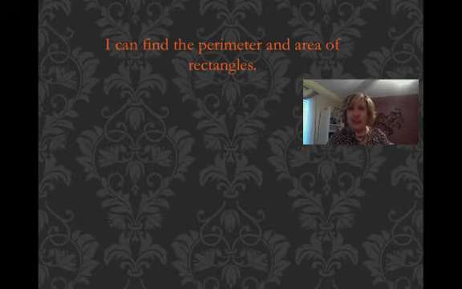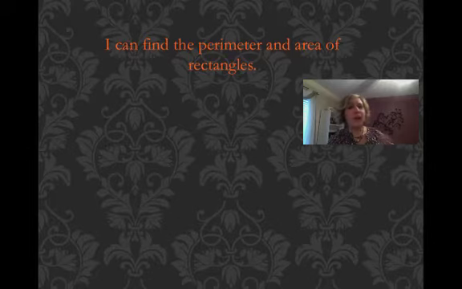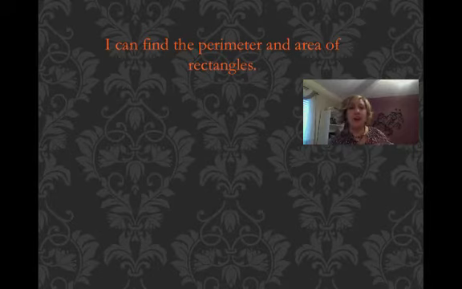So let's get started today. Our I can statement is I can find the perimeter and area of rectangles. Now, this is something that we've worked with in the past when we were getting ready for MEP testing, and you've seen this also when you were in third grade. So perimeter and area are both kinds of measurements. So we're in our measurement unit, so this is the next thing that we're going to be learning about today.